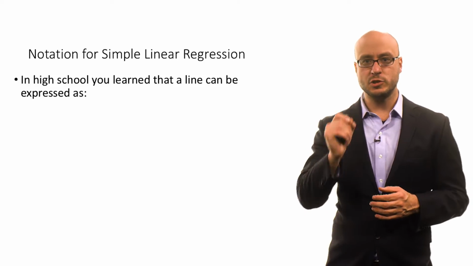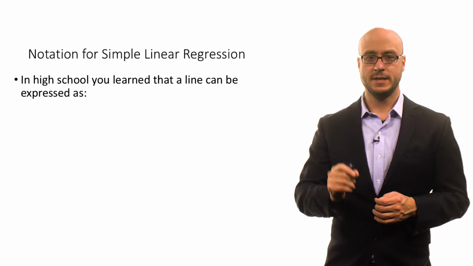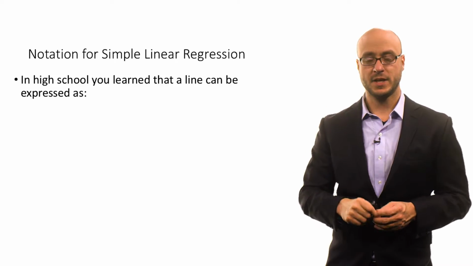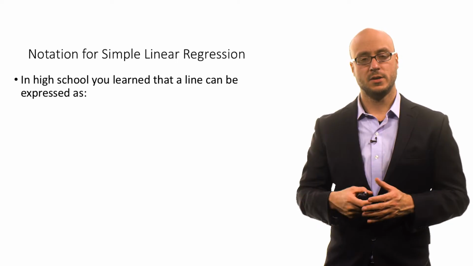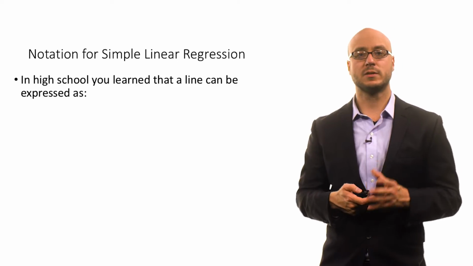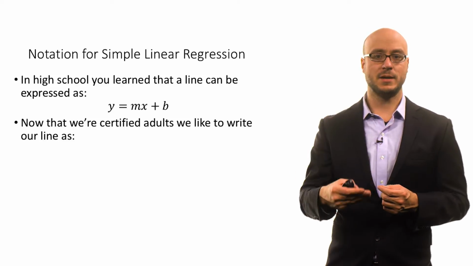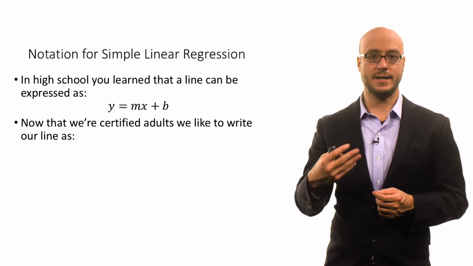Well, it's used when you have two numerical variables and you want to describe or predict. Specifically, what you're doing is you're fitting a line to a scatter plot of data. In high school, most likely, or before college, you probably learned that a line can be expressed as y equals mx plus b, where b is some y-intercept or constant, and m is some slope, defined as the rise over the run.